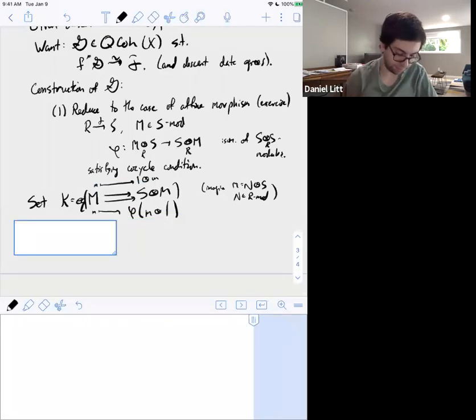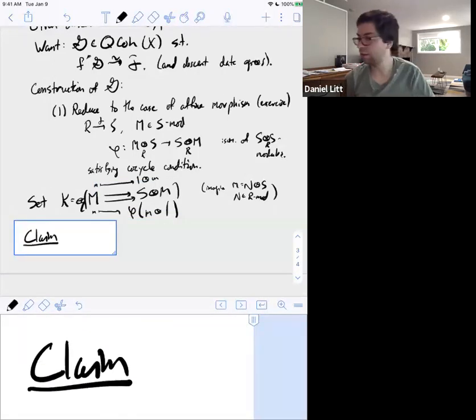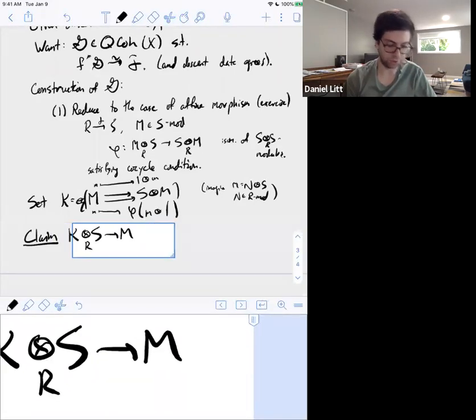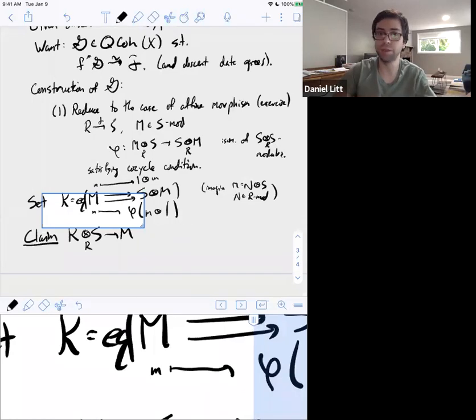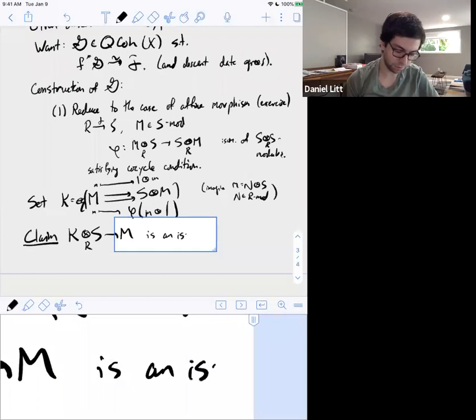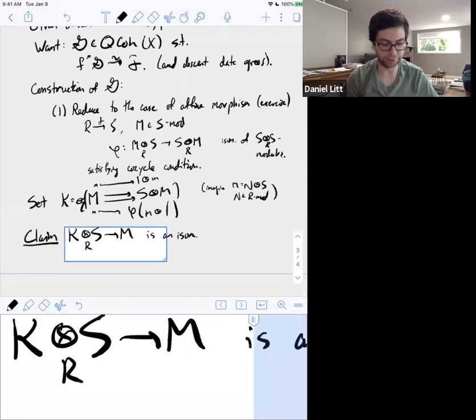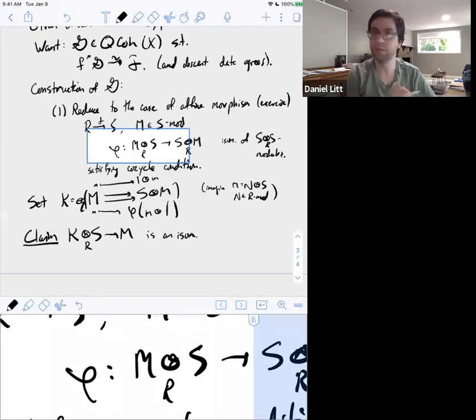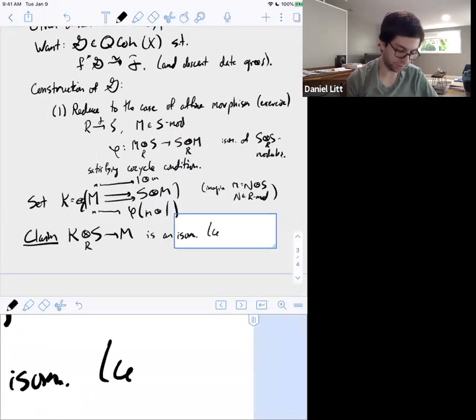Okay? And the claim is that, well, first of all, there's an obvious map from K tensor S to M. So what is it? Well, K is just a subset of M, and M is an S module. So I can just include K into M and then multiply by an element of S. So the claim is that this natural map is an isomorphism. Okay, and there's more to this claim, which I'm going to elide, which is that given this isomorphism, one obtains some descent data on M, and the claim is that it's the same descent data. And so maybe I'll just write compatible with descent data.